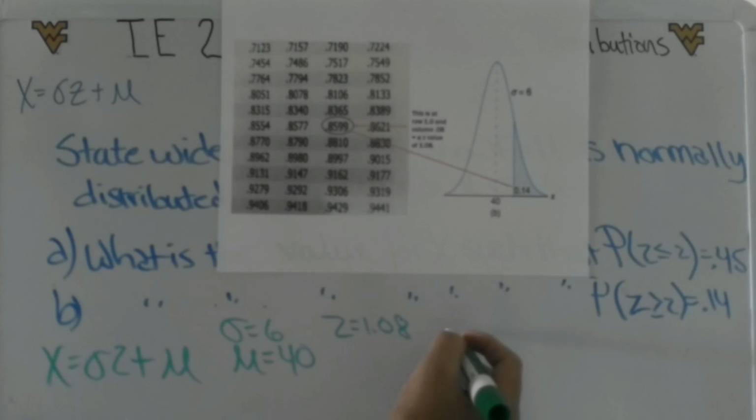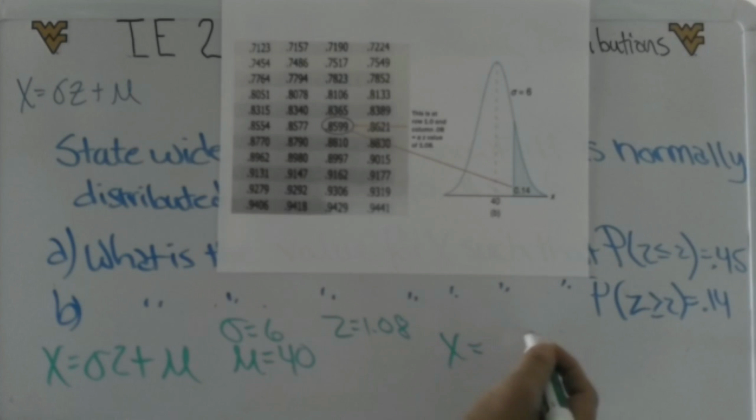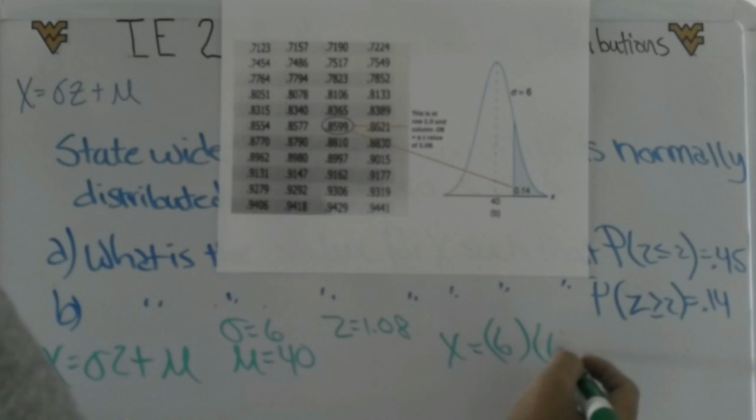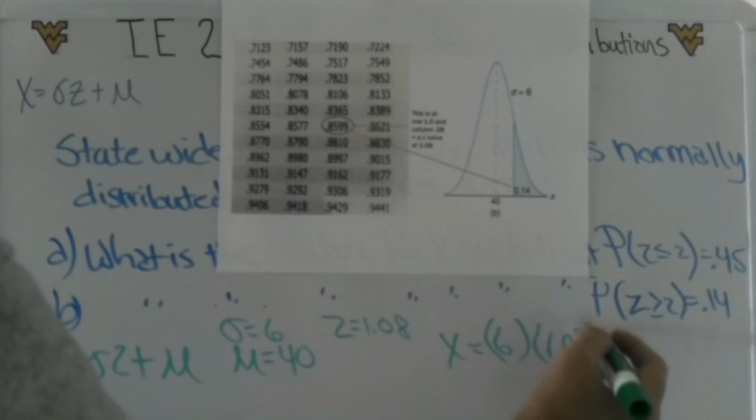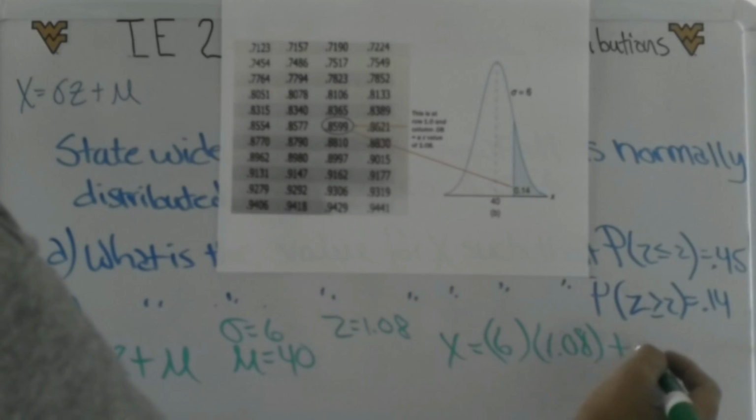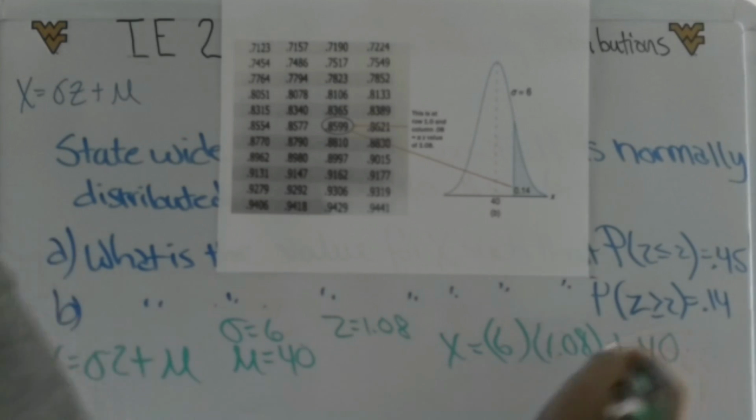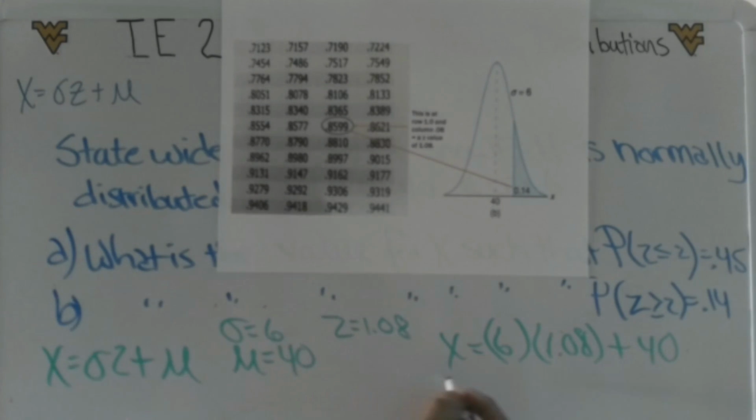So we calculate our x by multiplying 6, that's our sigma, times our 1.08, that's our z, plus our mu of 40, and we get a value of x is equal to 46.48.